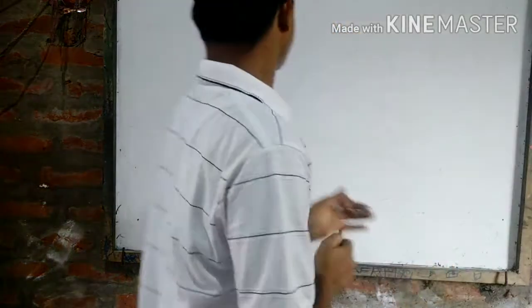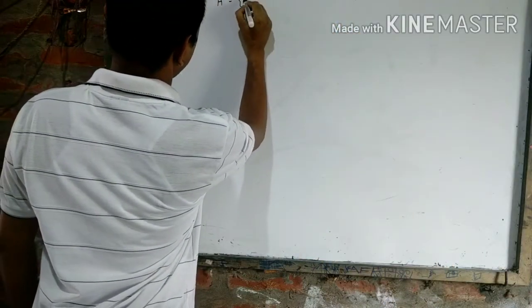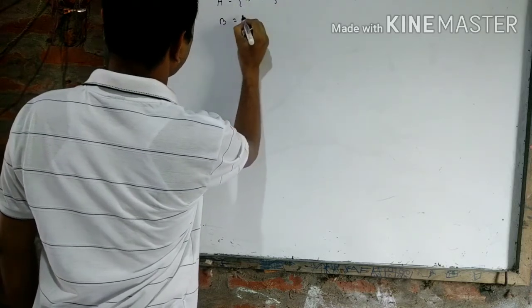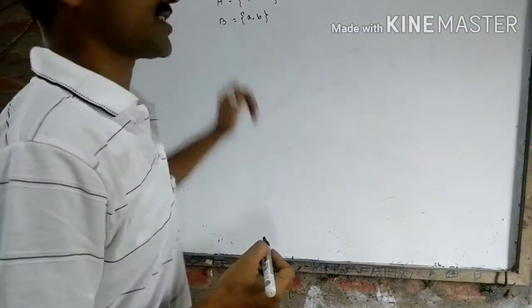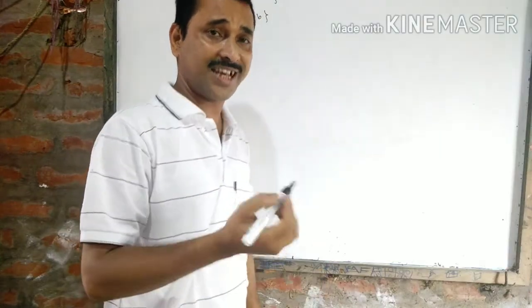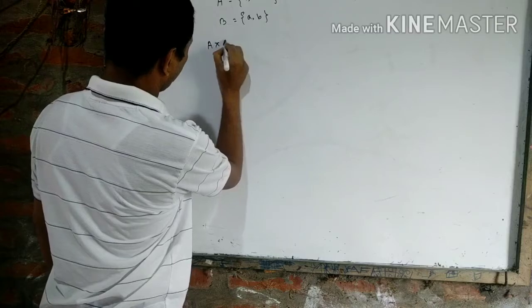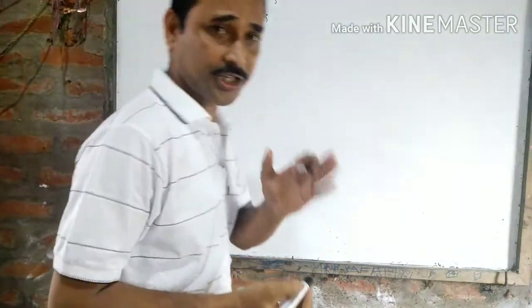Okay. Suppose you have got two sets A. Suppose A is equal to {1, 2, 3} and another set, say B, which contains the elements a and b. B is the set {a, b}. Now, when I speak about the Cartesian product of the sets A and B, it is denoted by A cross B.